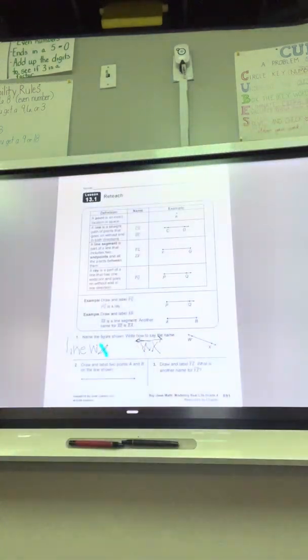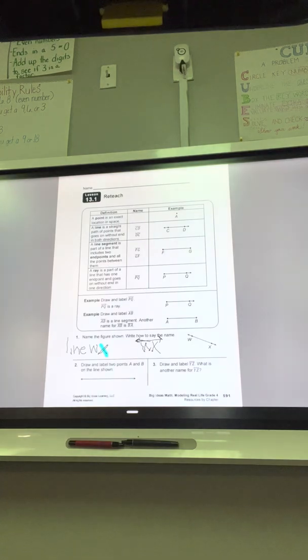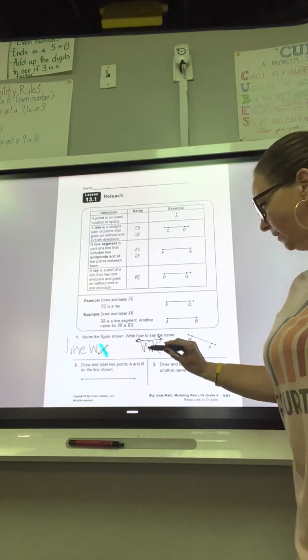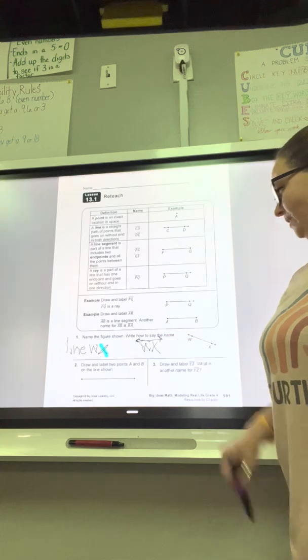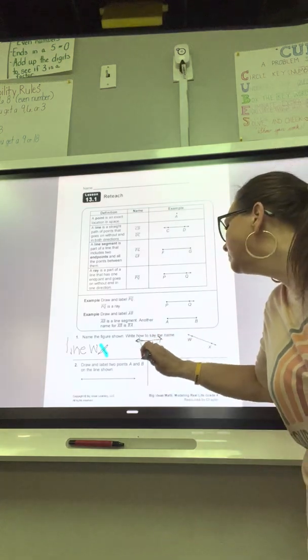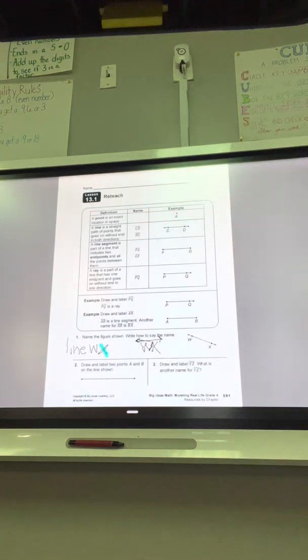So you write both letters. That's supposed to look like a WX, although it absolutely does not. And then you put a line over it.